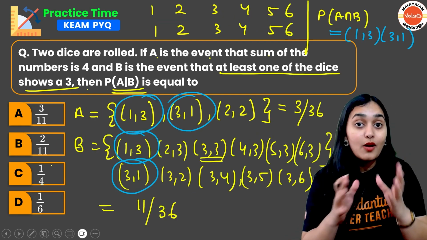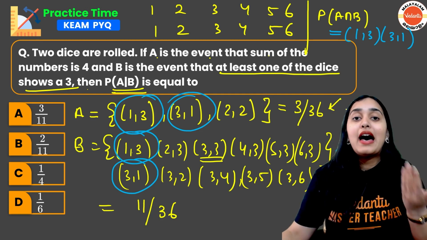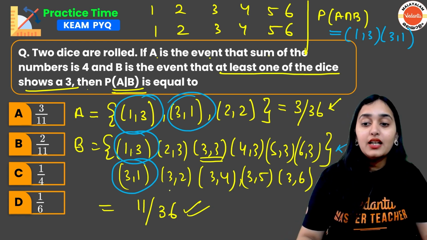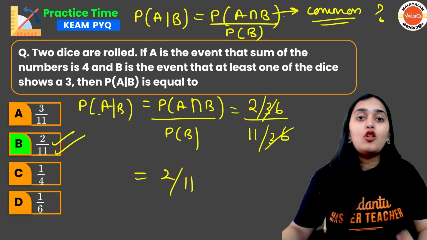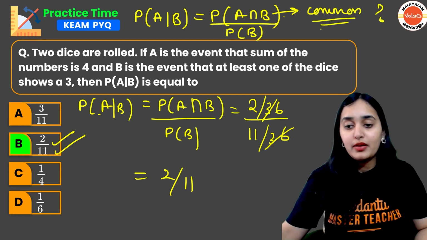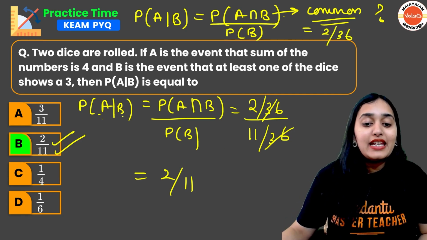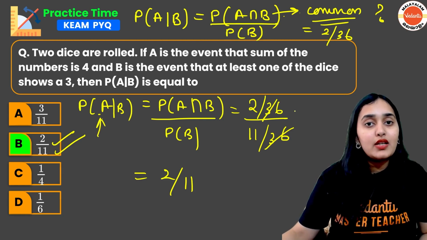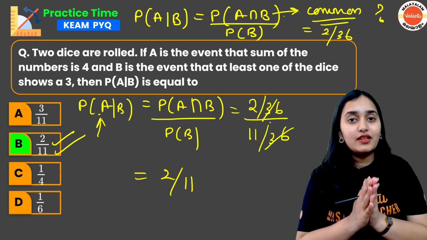Understood? Now this was a little complex question. You see, the conditional probability formula was used. First you have to find out how many favorable outcomes of A, how many favorable outcomes of B, then how many favorable outcomes of A intersection B. A intersection B is basically what is common between them. Common is 1 3 and 3 1. Only 2 are common, so 2 out of 36. So A given B, what is the conditional probability formula? A intersection B upon P of B. A intersection B is 2 out of 36. P of B is 11 out of 36. 36 cancel. 2 out of 11.